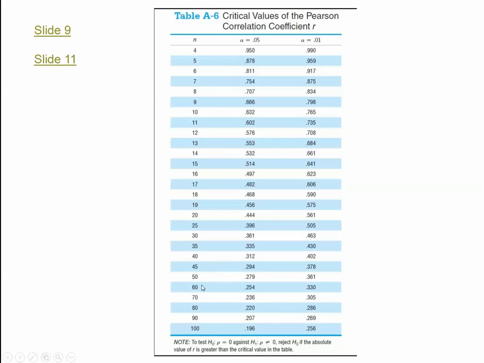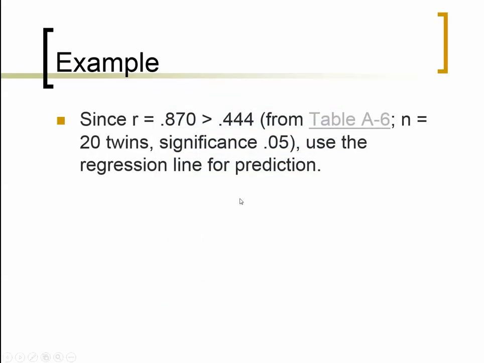And we're going to go to n equals 20, and we're going to go to the 0.05 significance level. So we'll always go there if they don't tell us otherwise. So at the 0.05 significance level, I have 0.444 as my critical value. So 0.870 is definitely greater than 0.444. So there is significant linear correlation, and I am able to use my prediction line.